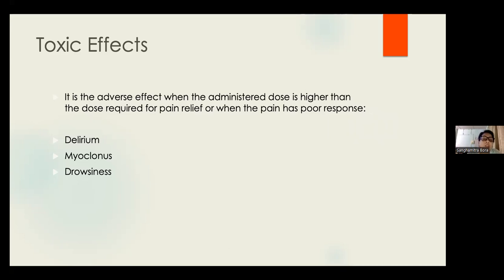So what are the toxic effects? The patient generally shows delirium. There may be myoclonus. There may be drowsiness. And as we have experienced, drowsiness is always the first symptom to be exhibited in patients who are showing toxic effects to the use of morphine.